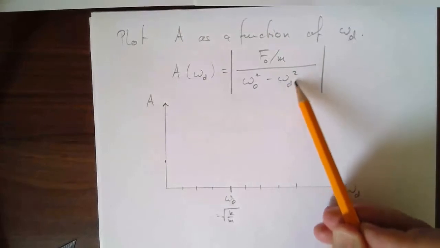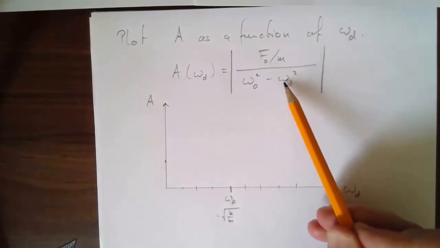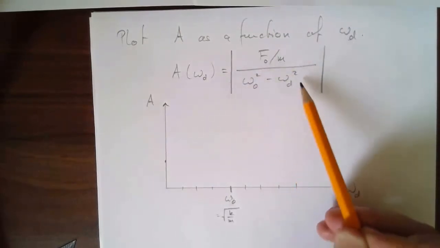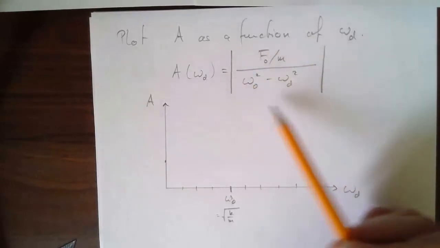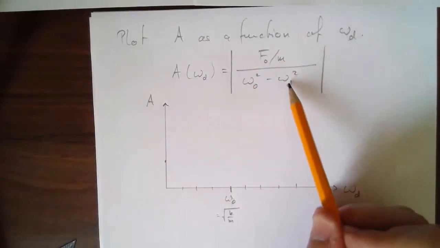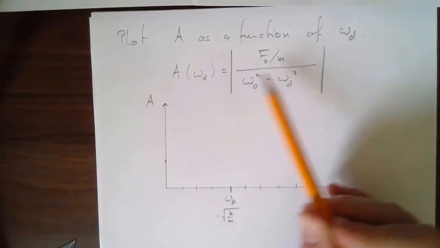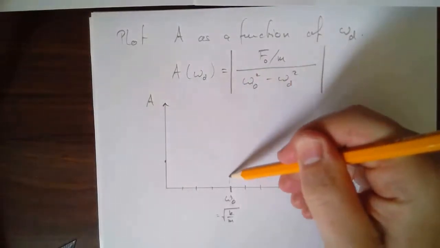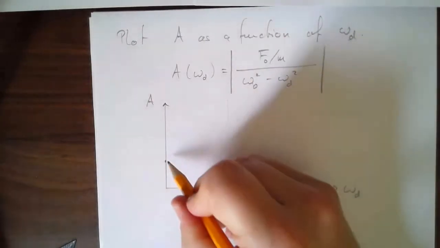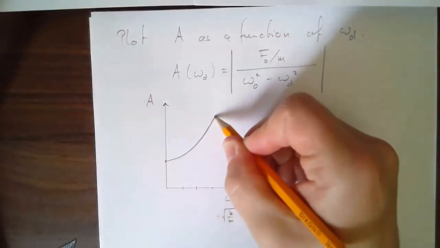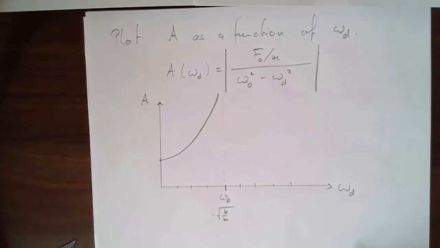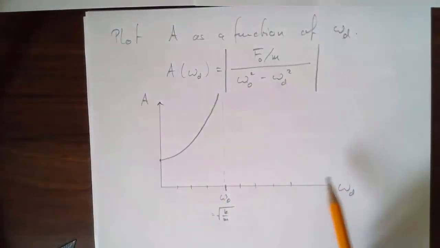Now, as the driving frequency gets bigger, starting from 0, that makes the denominator smaller. So the overall function is going to get bigger. And as this one gets really close to omega naught, the denominator becomes tiny, so the function goes to infinity. So right here, the function is going to do something like this. It's going to go to infinity, and it goes off the graph.